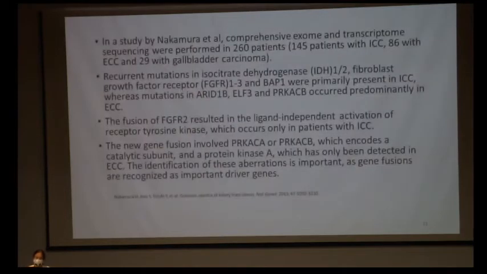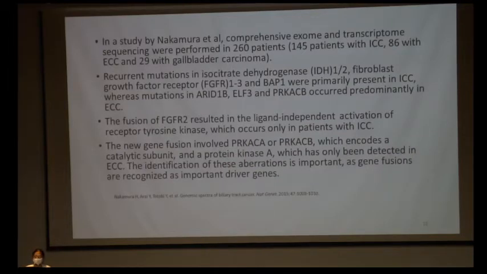So in a study by Nakamura et al., comprehensive exome and transcriptome sequencing were performed in 260 patients, 145 with intrahepatic cholangiocarcinoma, 86 with extrahepatic cholangiocarcinoma, and 29 with gallbladder carcinoma. So recurrent mutations in IDH1/2, isocitrate dehydrogenase, FGFR, fibroblast growth factor receptor 1, 2, 3, and BAP1 were primarily present in intrahepatic cholangiocarcinoma, whereas mutations in ARID1B, ELF3 and PRKACB occurred predominantly in extrahepatic cholangiocarcinoma.